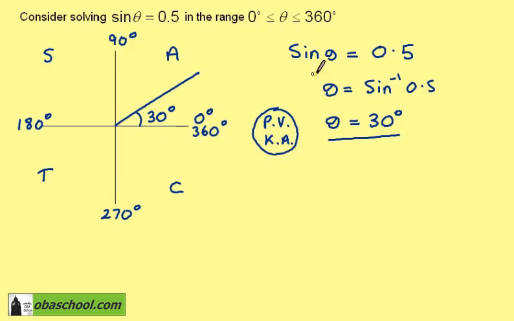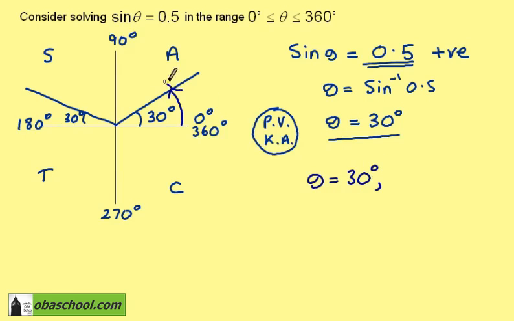We have a sine and it's positive, which tells us the other solution must be in this region here where the sine is positive. Symmetry tells us that it's 30 degrees from the horizontal axis. We start looking for solutions at 0 degrees. We go around and we find our first solution at 30 degrees.